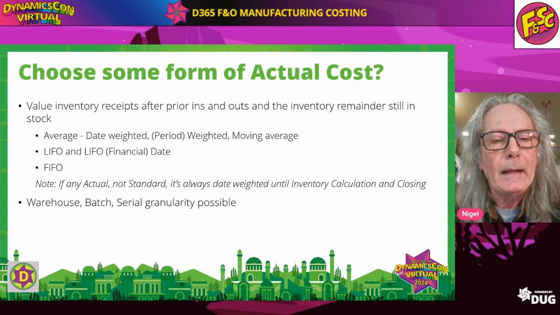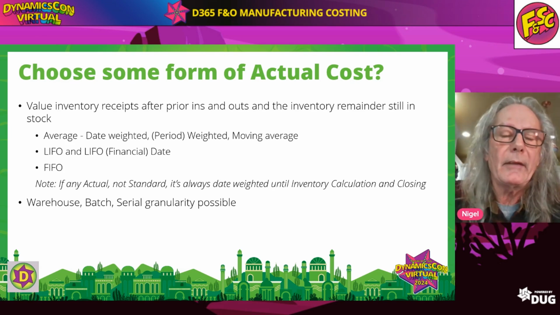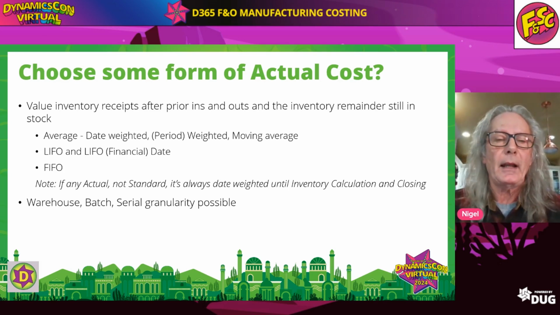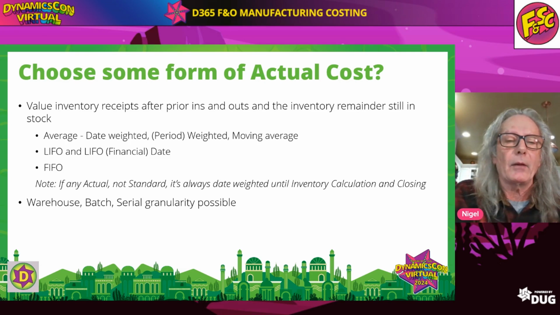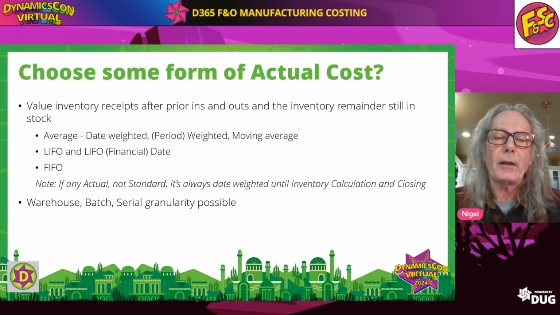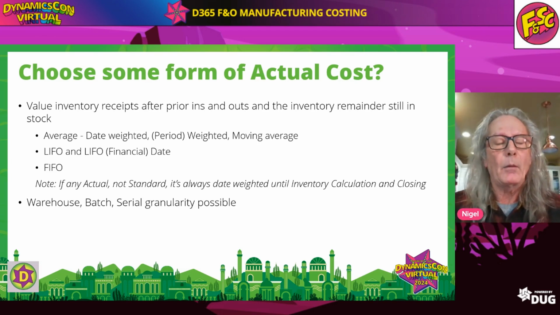Now, the next one in Dynamics is something called weighted. Weighted is actually period weighted. So what that is doing is it's looking at all the inbounds for that period and basically saying, okay, I am going to value my inventory for that period at the weighted average of all my inbounds. And finally, there's something called moving average, which is probably the most recent one that Microsoft has added. We'll talk later about some of the fun that you have with physical versus financial.